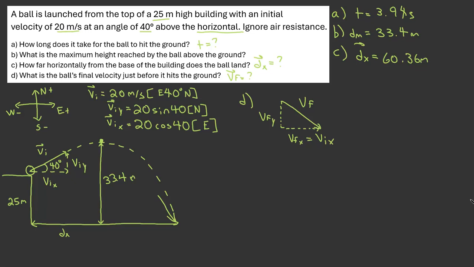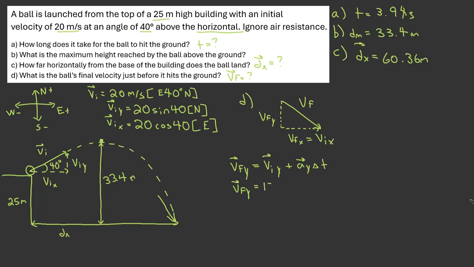So again, as always, I can refer to one of my big five equations. I already have a lot of variables that I've already solved for, but I'm just going to use maybe the easiest one here and say that our final velocity in the y is equal to our initial velocity in the y plus our acceleration in the y times our time.